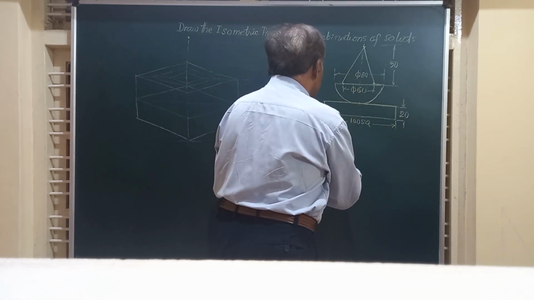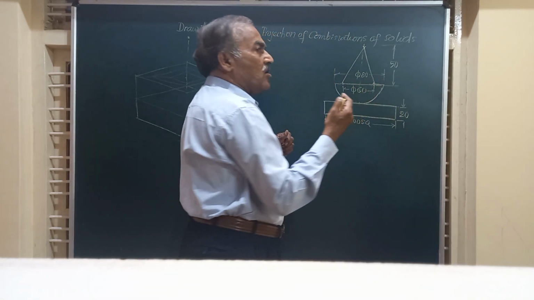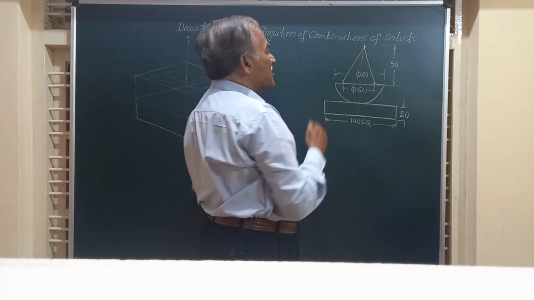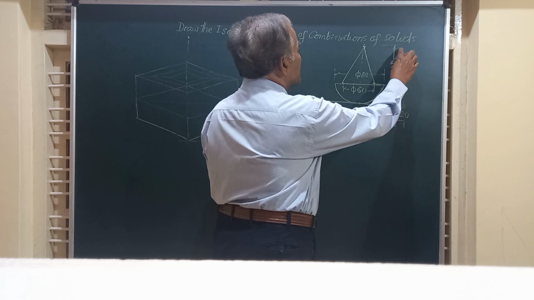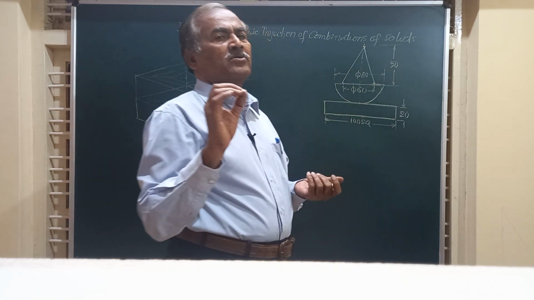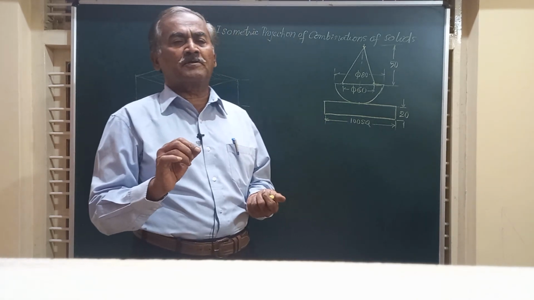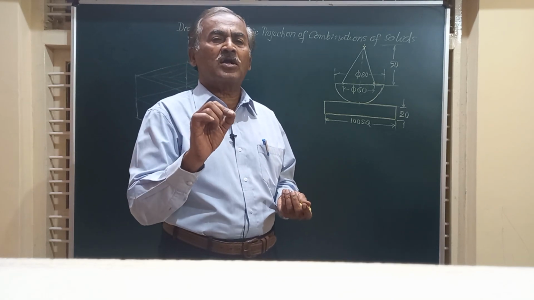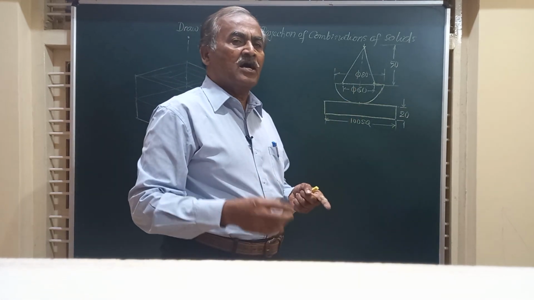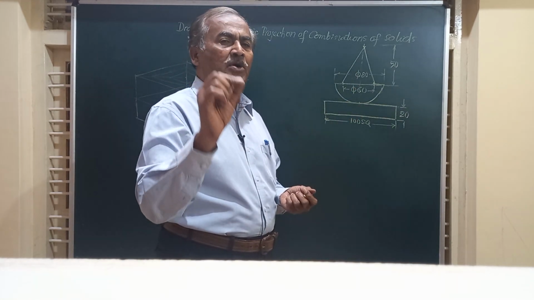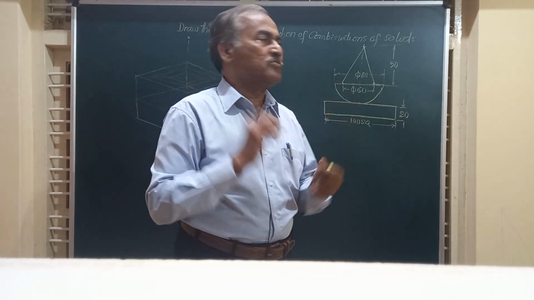And above that, friends, exactly at the center of the top flat surface of the hemisphere, you have a cone resting, and this cone has a diameter of 60 and height equal to 50. So we are required to draw the isometric projection. Friends, whenever it is isometric projection, we have to make use of the so-called isometric scale, in which whatever dimensions are given are to be multiplied by 0.815 to convert the actual length to the isometric length.